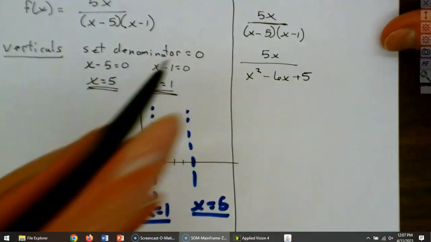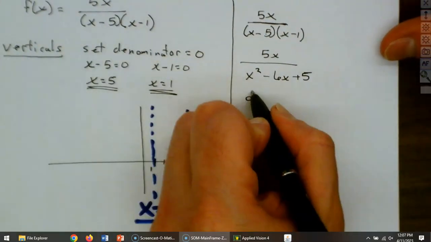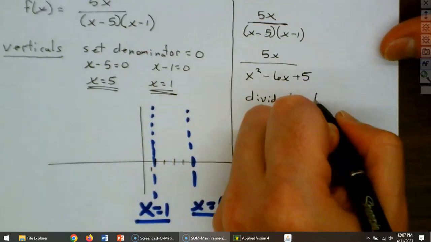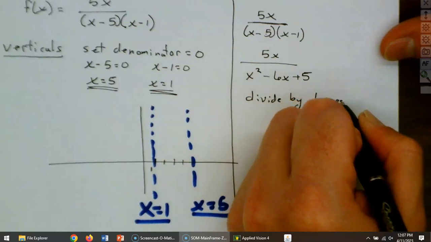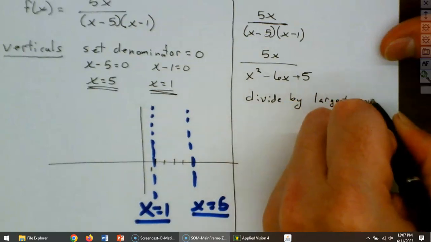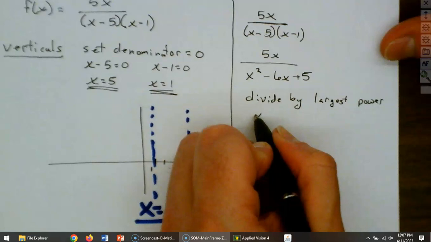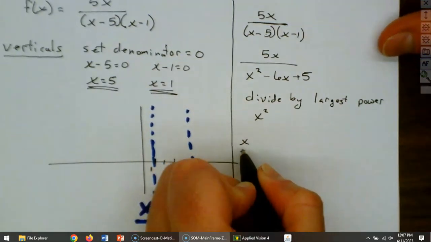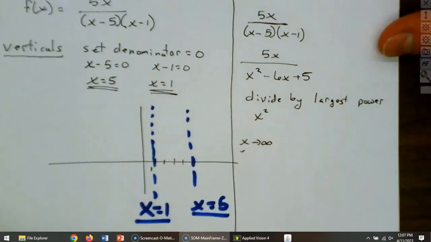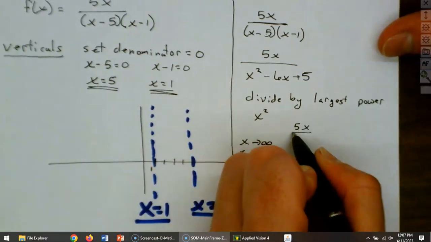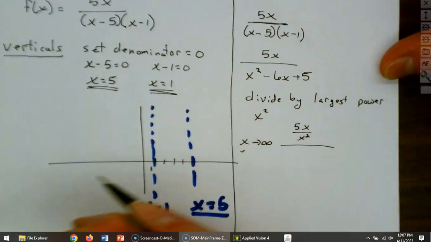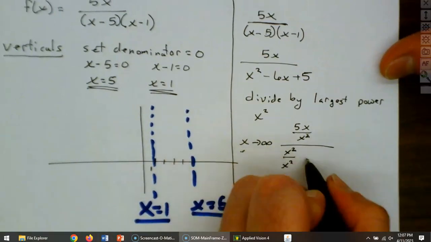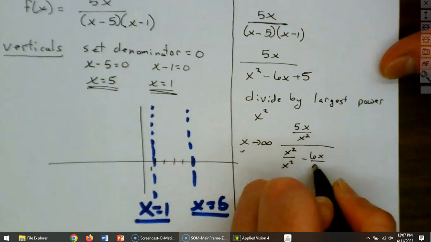Now, remember how we find our horizontal. You divide by the largest power. And so what are we going to divide it by? We're going to have to divide it by x squared. And then we let x go to infinity. So we'll divide everything by an x squared. And I know we did this last time. I wasn't sure if we would have enough time to get through these or not. That's why I waited until the end.